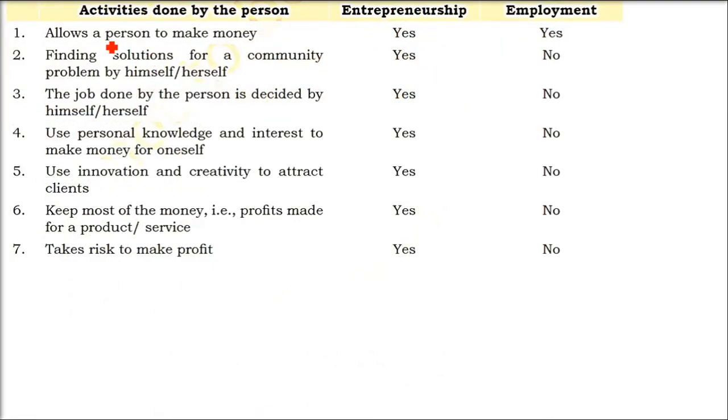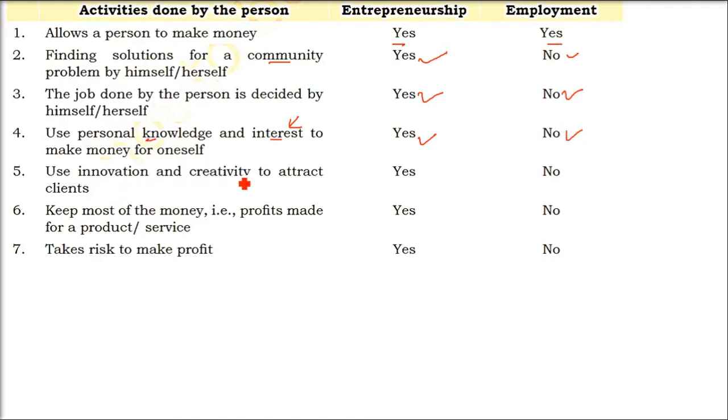So what are the activities done by the person? What is yes and no in this? Allows a person to make money? Yes, both of them are earning money. Finding solutions to the problem? Yes, entrepreneurship is actually solving the problem. Employment is not doing any service, not that much. The job done by the person is decided by himself? So yes, entrepreneurship, definitely. Employment, no. Wage employee, no. Whatever work is given to him, he is doing it. Use personal knowledge and interest to make money for oneself? What we have just discussed: entrepreneur, yes. Employed, no. Right?